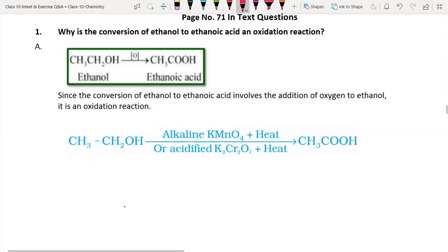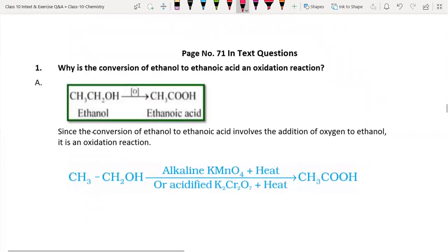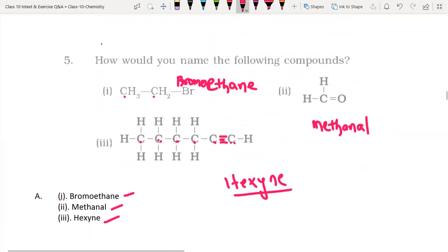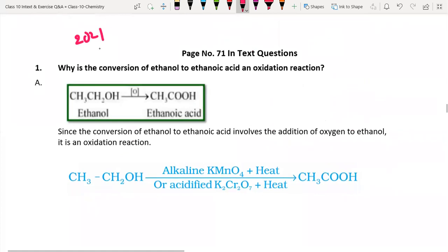Next, guys, those who are writing the 2021 exam, you can stop reading up to here because these concepts got deleted for the board examination. But if you are writing after 2021, you need to read everything.